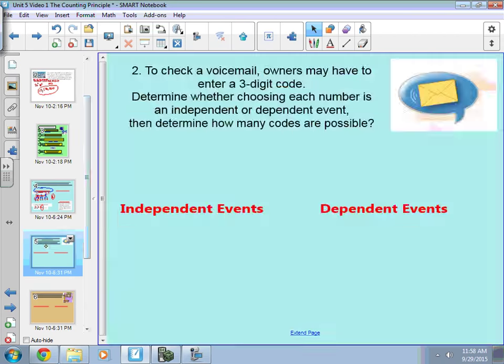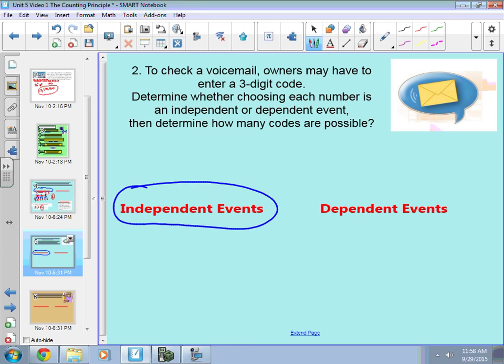All right, let's look at a few more of these. Number 2, it says to check a voicemail, owners may have to enter a 3-digit code. Determine whether choosing each number is an independent or dependent event. Then determine how many possible codes. So in this problem, did they say that you can't use a number more than once? No, you can use a number repeated times. So the choice for the second is not affected by the first. This would be independent.